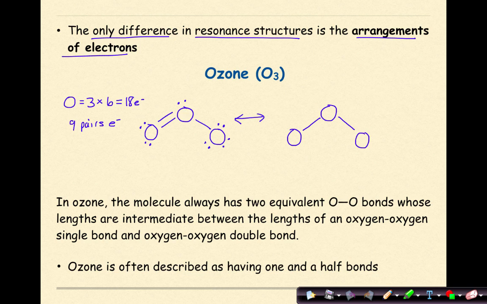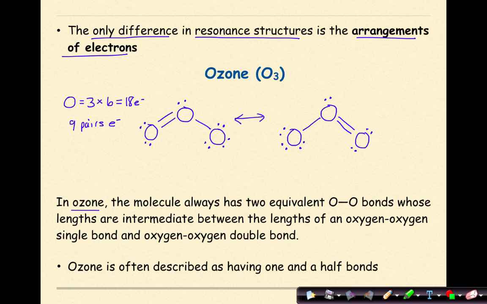So now, to make it different from that other version of ozone, I'm going to put my double bond over here and put 1 lone pair up here, and give this oxygen its 3 lone pairs. So each oxygen has its full octet. But these are 2 resonance structures of each other because they have different arrangements of the electrons.